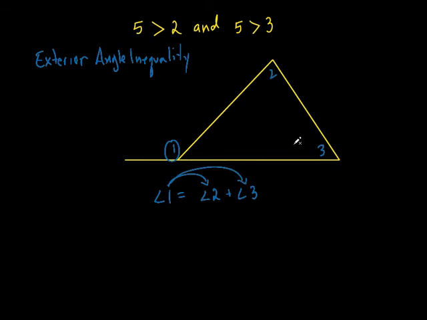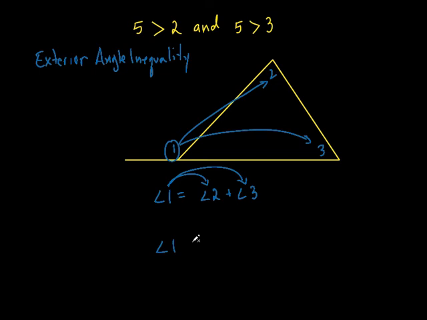So if I just gave you this situation, and I didn't tell you any of the measures of angle 1, angle 2, or angle 3, you could look at this and say that angle 1 is going to be larger than angle 2 without even knowing any of these numbers. And you could also say that angle 1 is going to be larger than angle 3. So let's write that down.